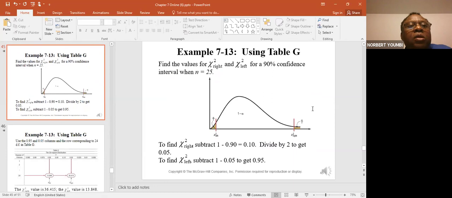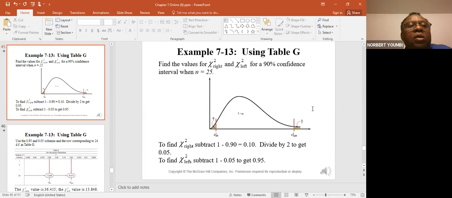So how to find chi-square left and chi-square right? Let's go to page 653 of your textbook and use it to find the chi-square right and chi-square left for a 90% confidence interval when n equals 25. This is the procedure. To find chi-square left and chi-square right, given the confidence level, subtract the confidence level from 1. In this case, we will subtract 0.9 from 1 to get 0.1. We will divide it by 2 to get 0.05. Then we will subtract 0.05 from 1 to get 0.95.